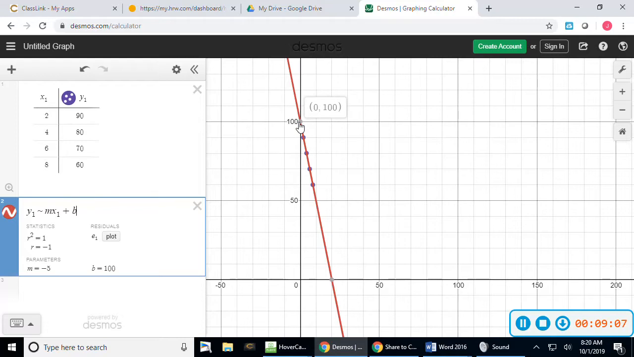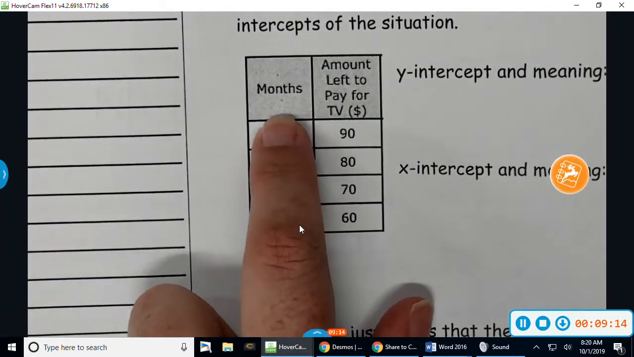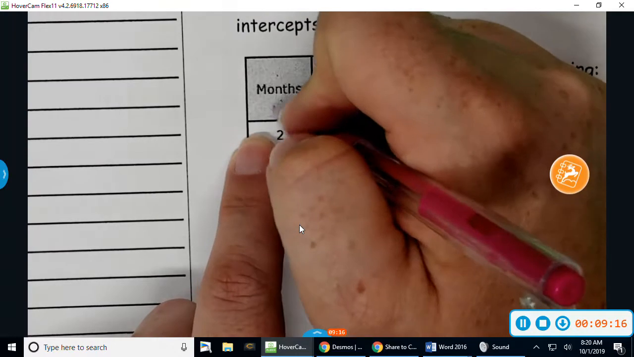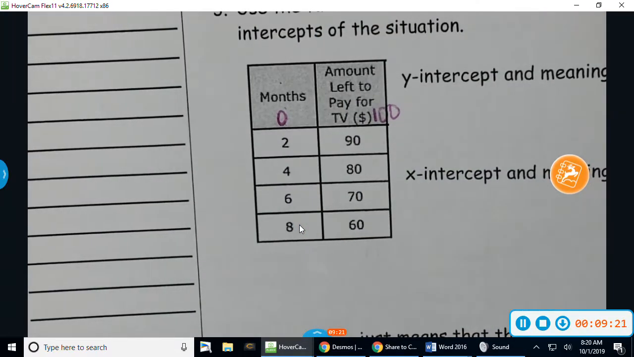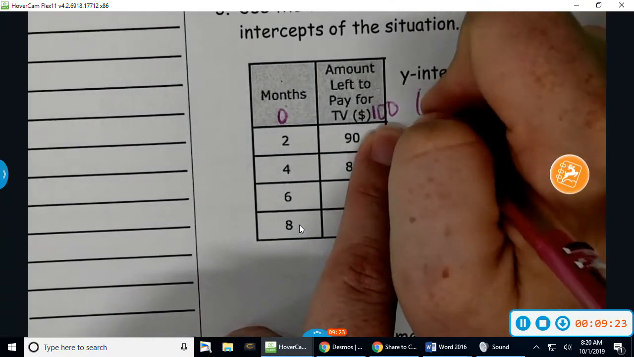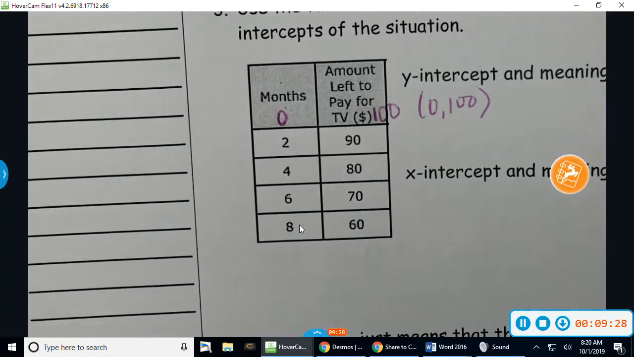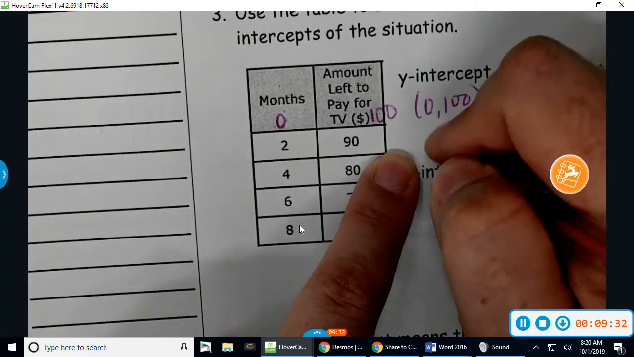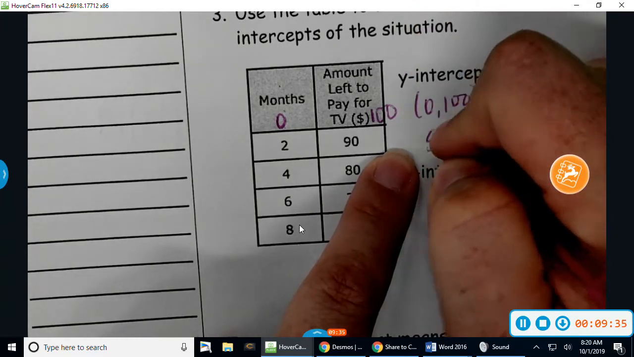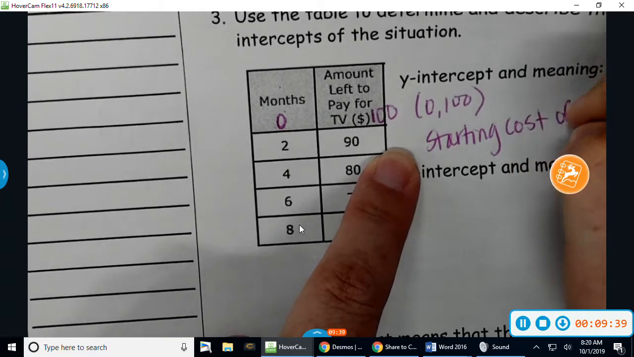So let's think about what the 0 and the 100 mean in this situation. So this would be 0 months. After 0 months, I have $100 left to pay for the TV. So the y-intercept is 0, 100. And in the problem situation, that means that when I started, I had $100 left to pay for the TV. Starting cost of the TV.